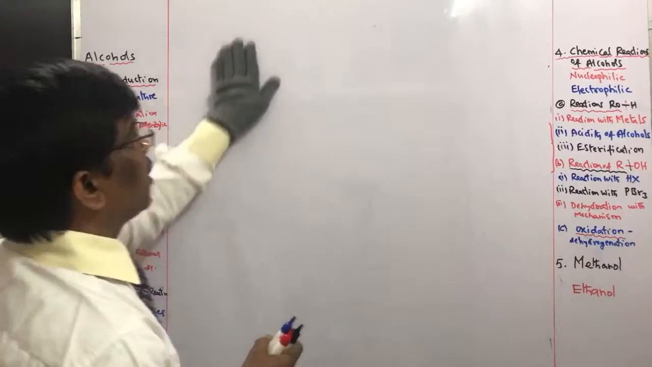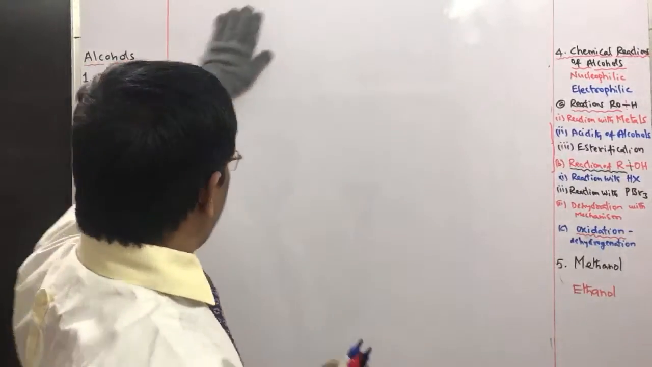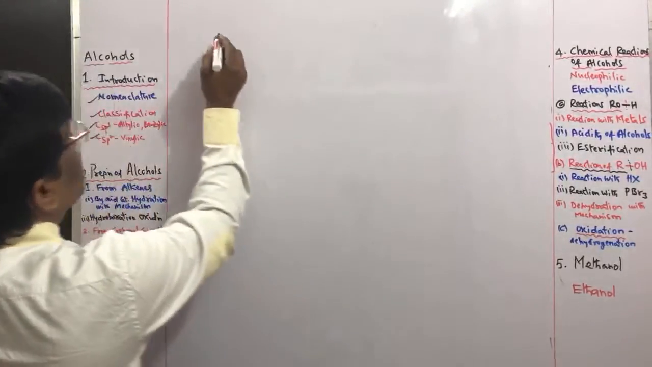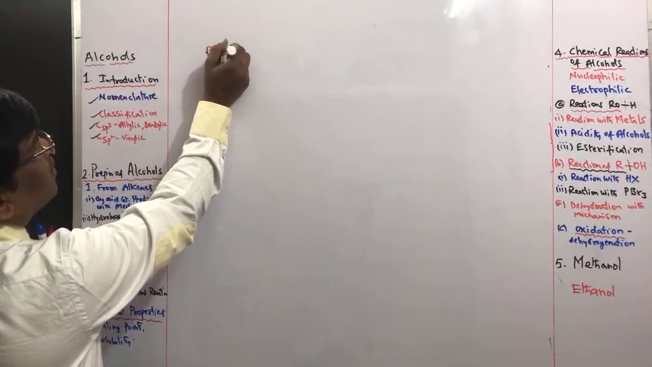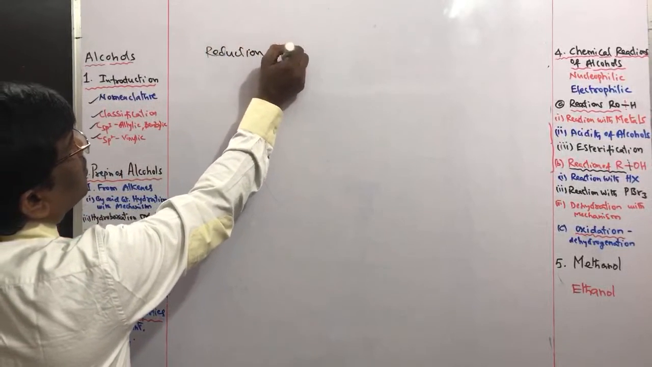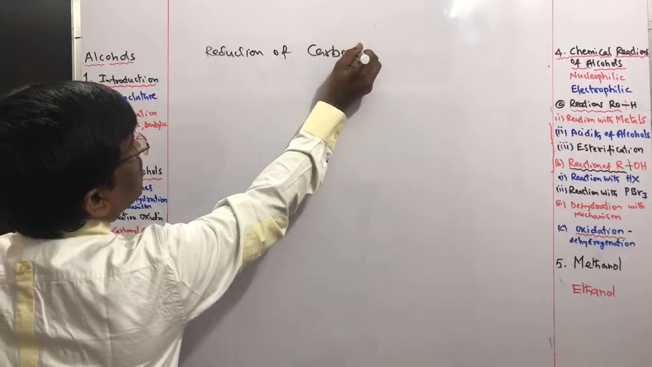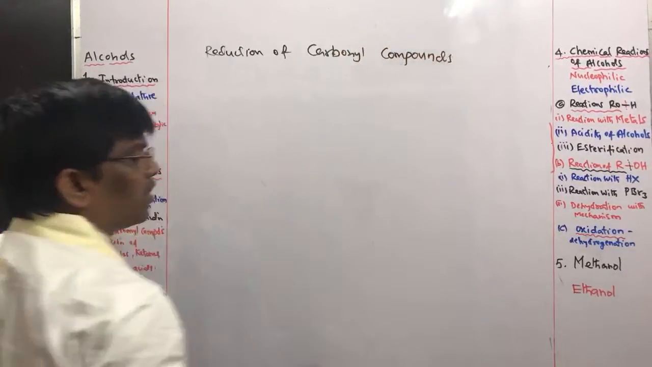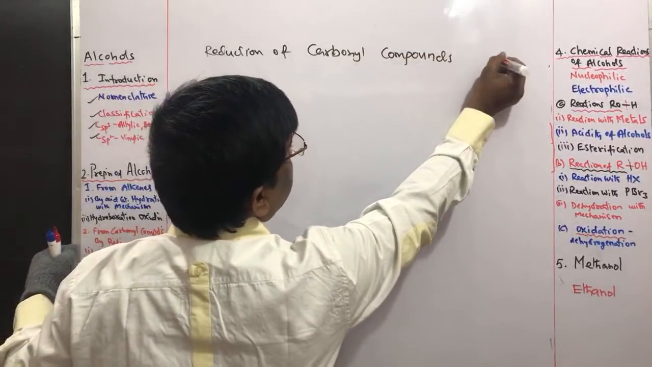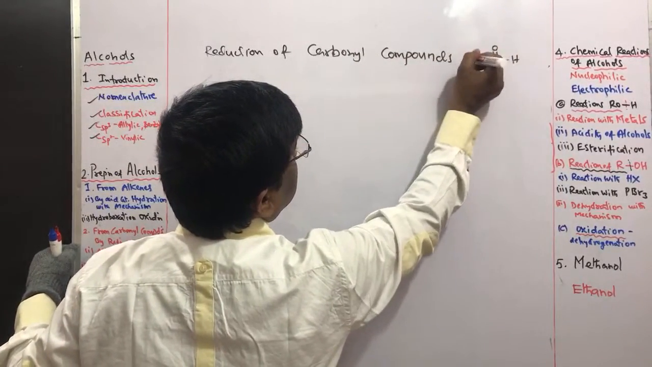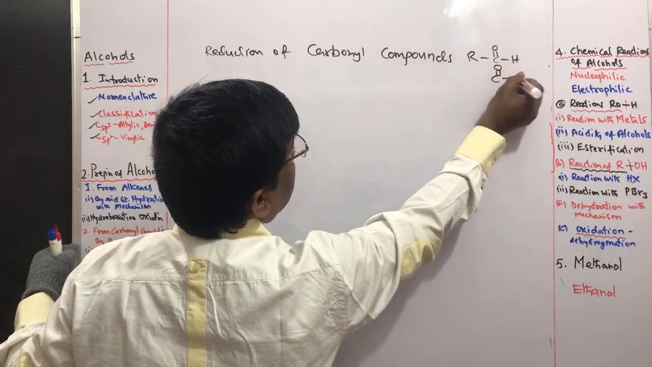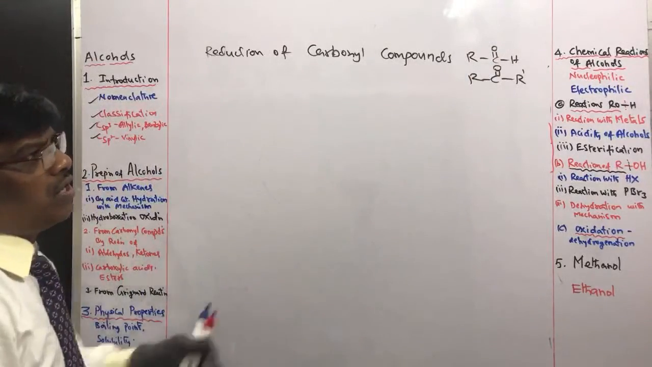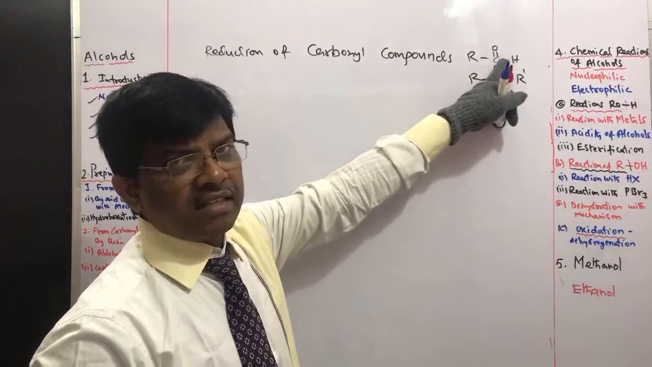Yes, students. Another important class of preparation of alcohols is reduction of carbonyl compounds. Let us see. So reduction of carbonyl compounds. What are the usual carbonyl compounds? For example, aldehydes, ketones. These are carbonyl compounds. So if I do the reduction of this, right?